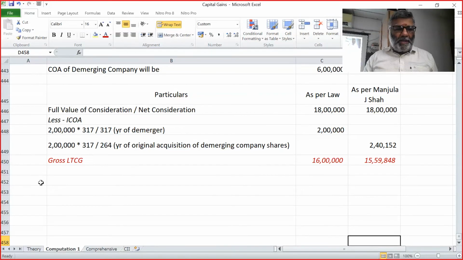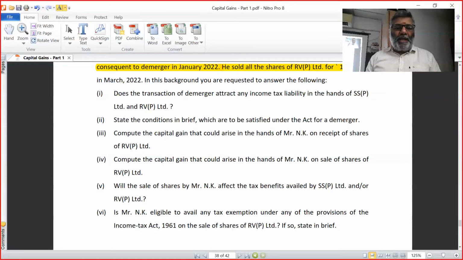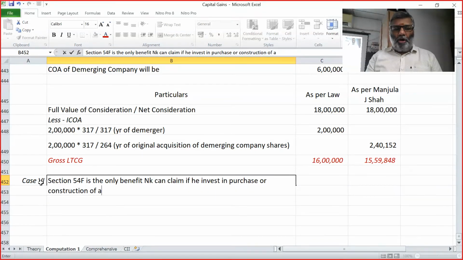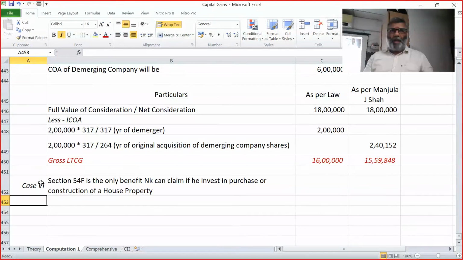The last part of the question asks us what benefit NK can claim. Case 6. Section 54F is the only benefit NK can claim if he invests in purchase or construction of a house property. No other benefit can be claimed. Anyhow, you'll understand those exemptions. 54 is sale house property, buy house property. 54B is agricultural land. 54EC is only for sale of land and building. This is sale of shares. So 54F is the only benefit available, if the conditions mentioned in 54F are fulfilled, he can probably get that exemption.